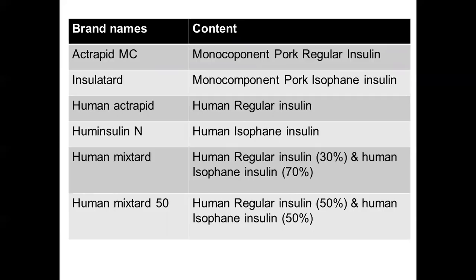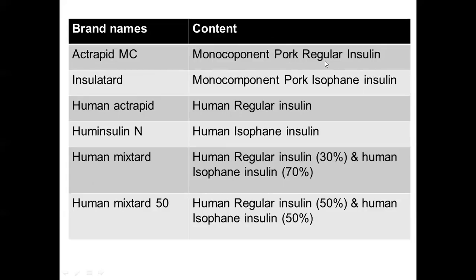Whether it is porcine insulin or monocomponent insulin or human insulin, they can be available as regular insulin or they can be available as the isophane insulin. I'll just show you the examples of some of the brand names. This is not something that you have to learn by heart, but for your greater understanding, I'm showing you these examples. So one brand name is Actrapid MC. It contains monocomponent pork insulin, but it is a regular insulin.